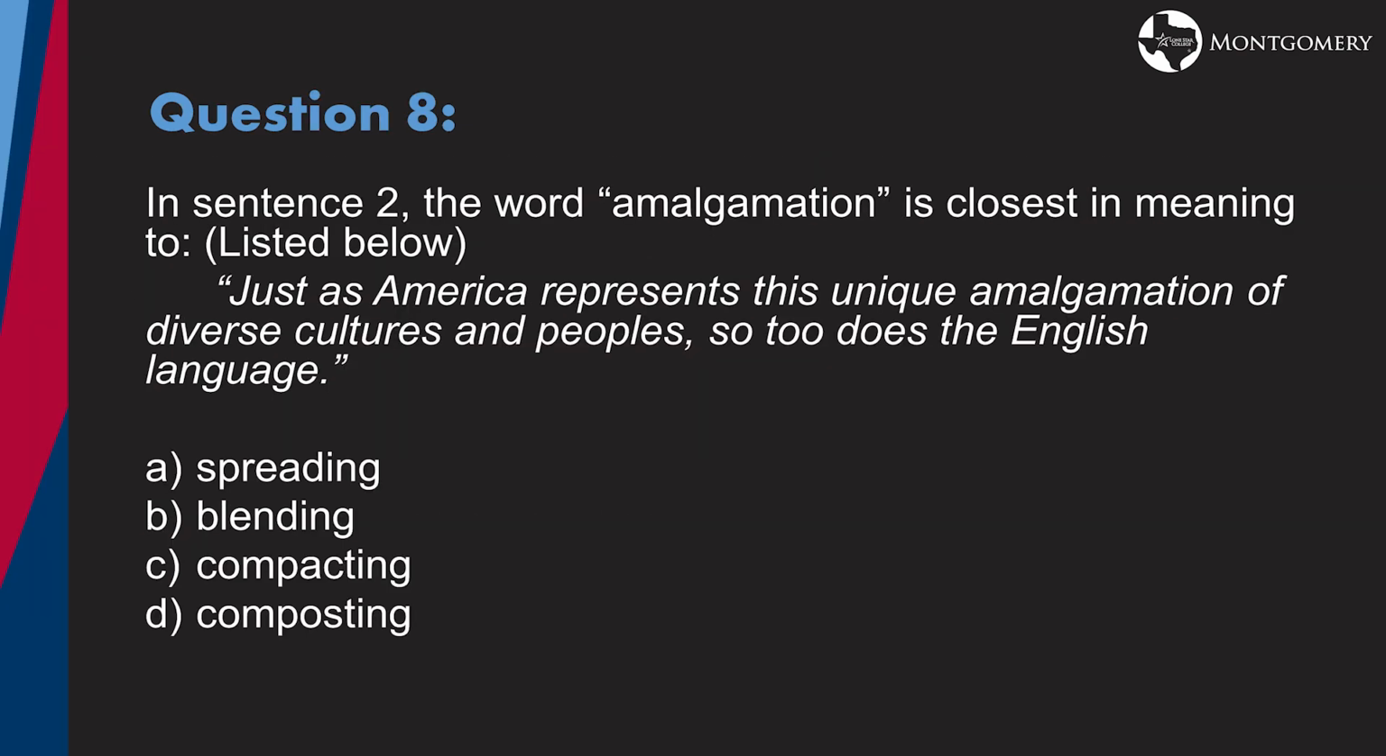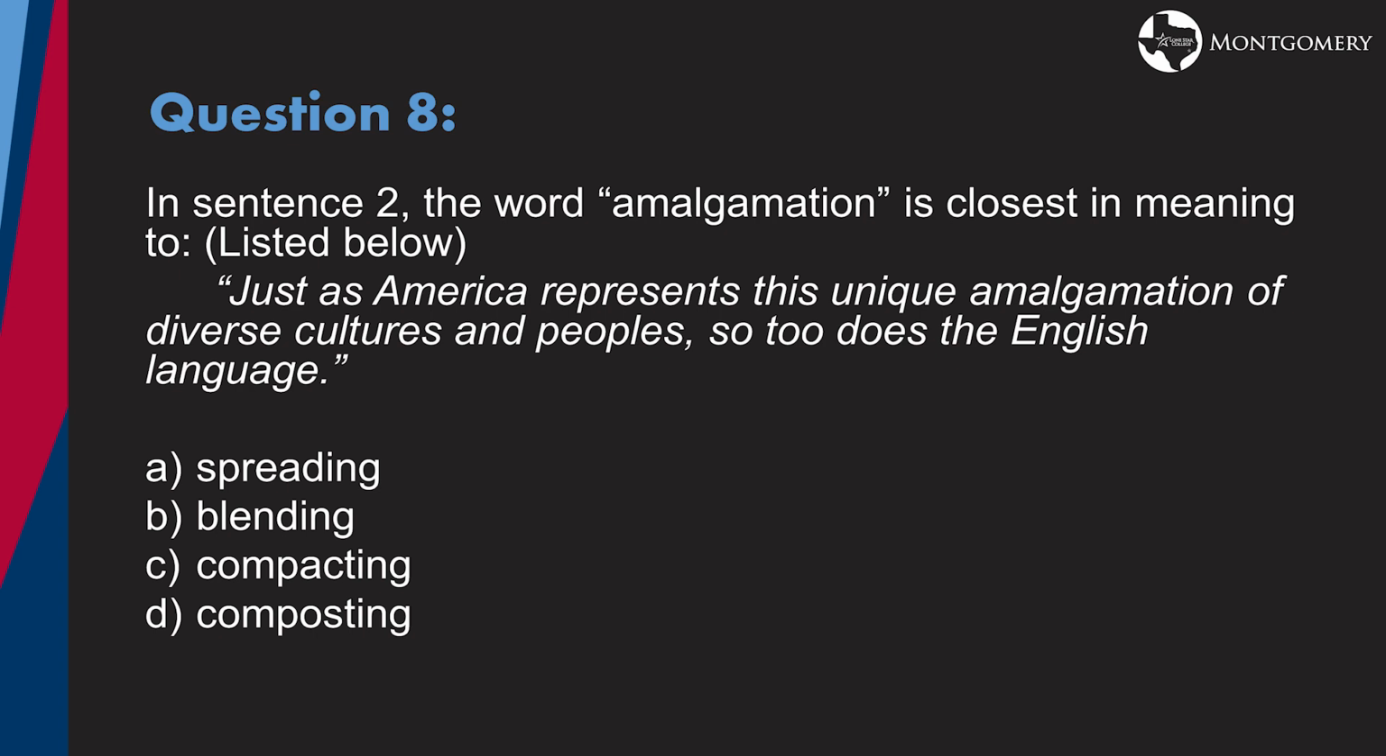In sentence 2, the word "amalgamation" is closest in meaning to A, spreading, B, blending, C, compacting, or D, composing. Our sentence is, "Just as America represents this unique amalgamation of diverse cultures and peoples, so too does the English language." Anytime you're given a question like this where we're asking what the closest meaning is, if you don't already immediately know the answer, you're going to take each of these proposed answers and replace the word amalgamation and drop it in the sentence. You'll be reading it at least 4 times.